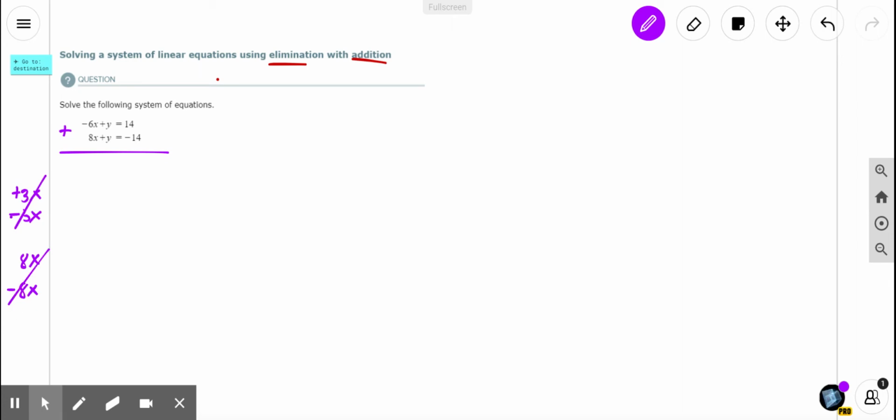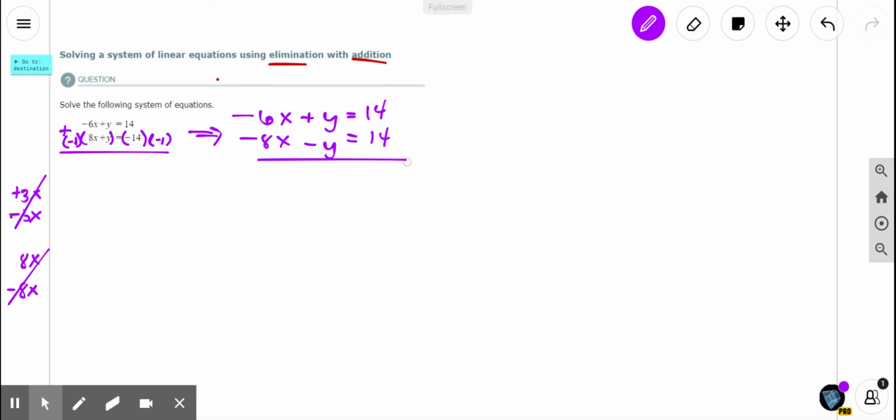Okay, and in this case, we have y and y, but if we add them together, we're going to get 2y. So instead, we need to multiply this equation by a -1. This is one way to show your work. Another way to show your work is literally just draw arrows to the side, and then you can put like times -1 or whatever. I typically do it this way. Plus y equals 14. And then we're going to go -8x minus y equals +14.